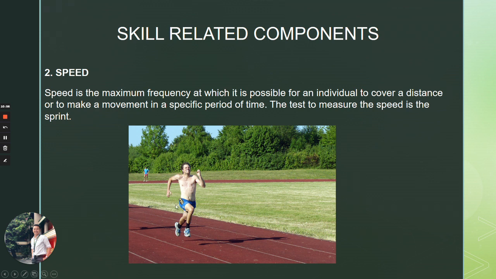Pero yung ginagamit natin usually is the 50 meters sprint. So, kailangan lang tumakbo ka from the beginning until doon sa finish line using a timer. I mean, you have to use a timer. So, yan ang speed natin. Later on, we will know how to interpret the results of this one pag i-explain ko na sa inyo yung score sheets natin for the health and skill-related components in PE.